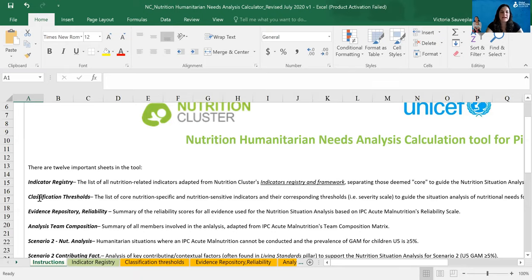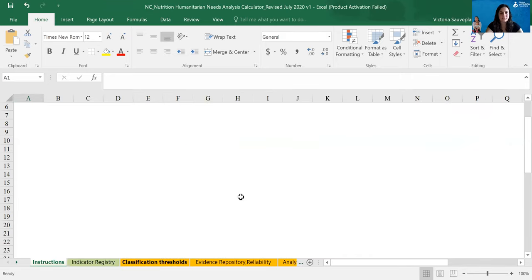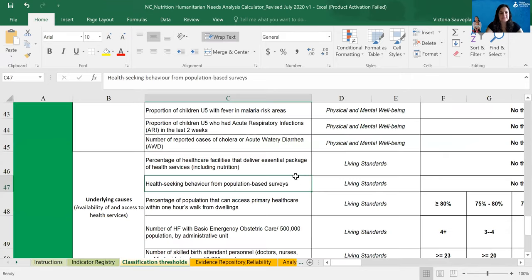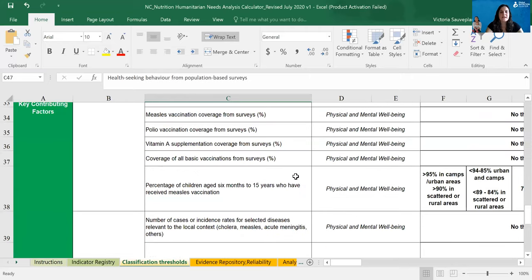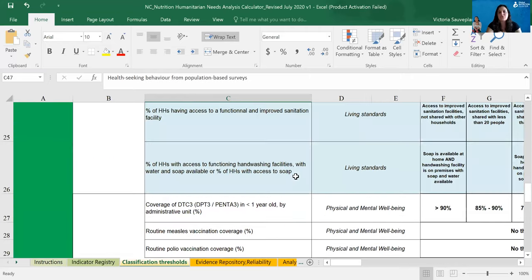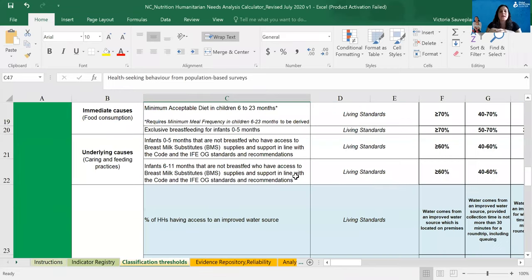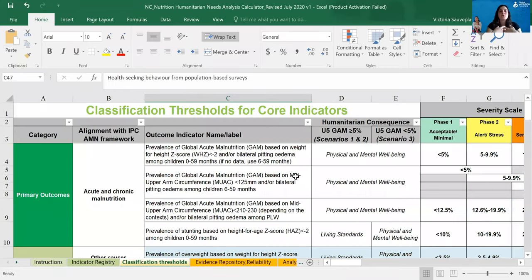And we then have the classification thresholds. So I'll jump over here to the classification thresholds. This is the first attempt to streamline which indicators are deemed core for your nutrition situation analysis, so it's quite new. This is not a list that would override the indicator registry, which is as comprehensive as it's always been, but this list is really to help support the subsequent sheets when it comes to nutrition situation analyses.